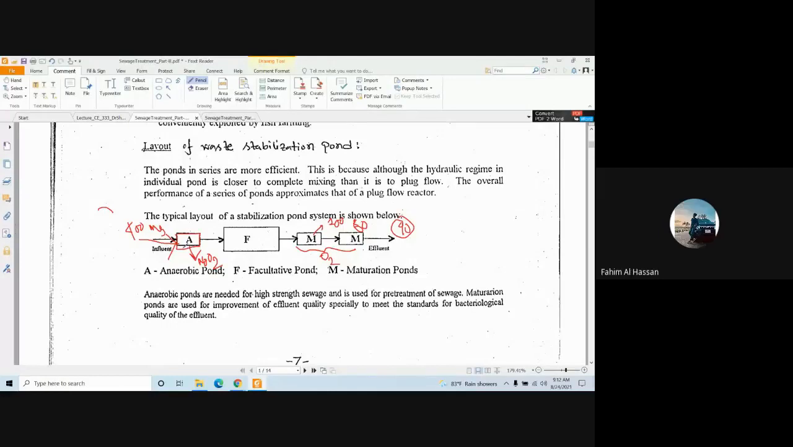So this is anaerobic. That means in the absence of oxygen, anaerobic. This is maturation. And what is this? This is intermediate. This has facultative. This has both anaerobic and facultative condition. Clear? Usually at the bottom the condition is kind of anaerobic, and at the top the condition is aerobic.